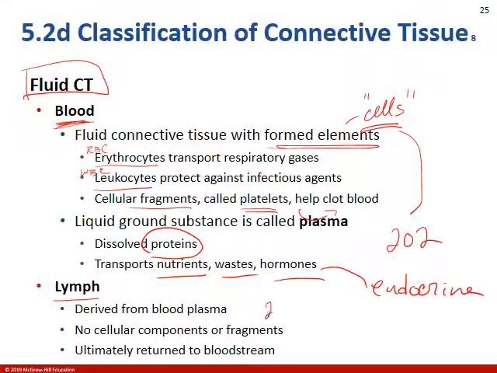Lymphatic tissue, again, we're not really going to talk about until we get to 202. Lymphatic tissue is filled with lymphatic fluid, and we get this lymph from our blood plasma. So lymph is basically any leftover fluid that doesn't make it back into your bloodstream. It travels in the lymphatic vessels, gets cleaned, and then eventually gets returned back into your bloodstream.